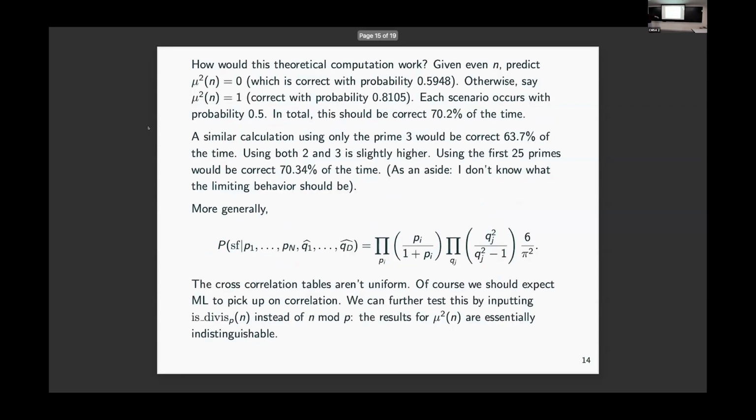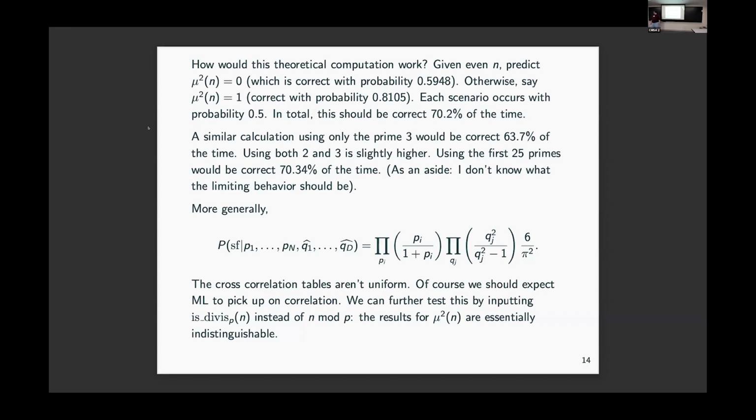So you put this together, what does this mean? Given an even n, this happens 50% of the time, you guess that you are square full. This is correct, as we just said, with probability 1 minus the 0.4 number, which is about 0.6. Otherwise, say that it's 1, which is correct with probability 0.8. Add these together, you get 72% of the time.